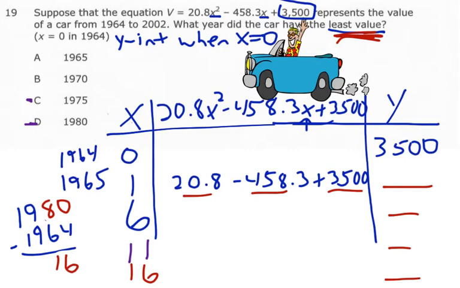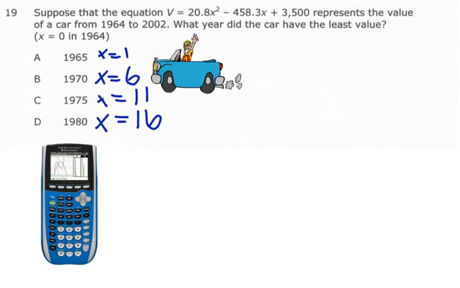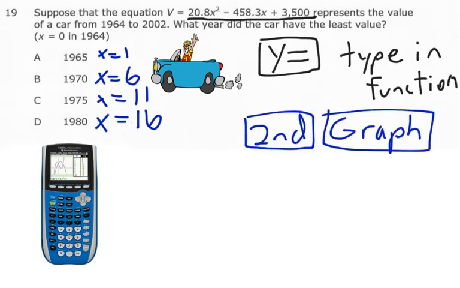Alright, let's talk about how we can do it with a calculator. You're going to get your calculator out and go to y equals, and then type in our function 20.8x squared minus 458.3x plus 3,500. Then we're going to press second graph. Second graph is right there on the calculator. It's the top right button after you hit the second button. And that's going to give us table. Table is the word written above there, and that gives us exactly what we were doing by hand.